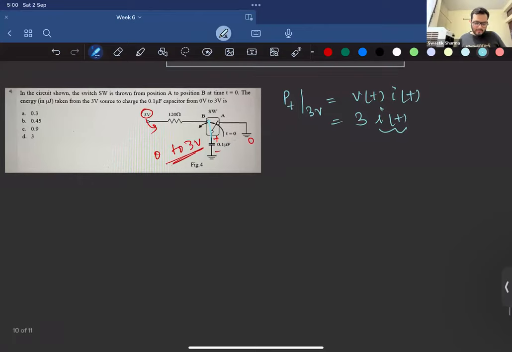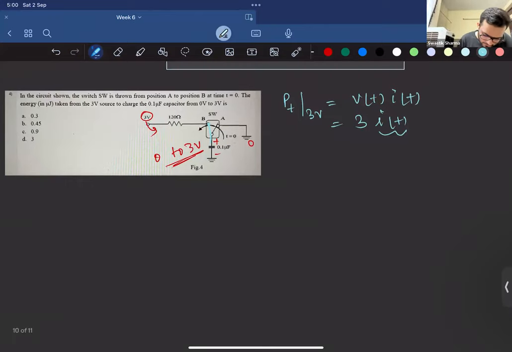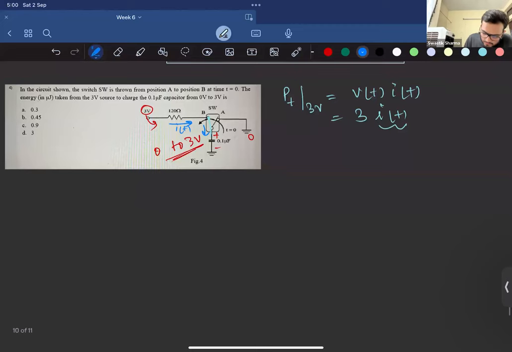So you got the question, right? It's asking us to find the power that is being supplied by the 3-volt source to charge the capacitor from 0 to 3 volts. So for that, we need to find the current that it's supplying. So the current would be what? This is the current flowing, I(t), and the same current is being flown through that capacitor too, right?